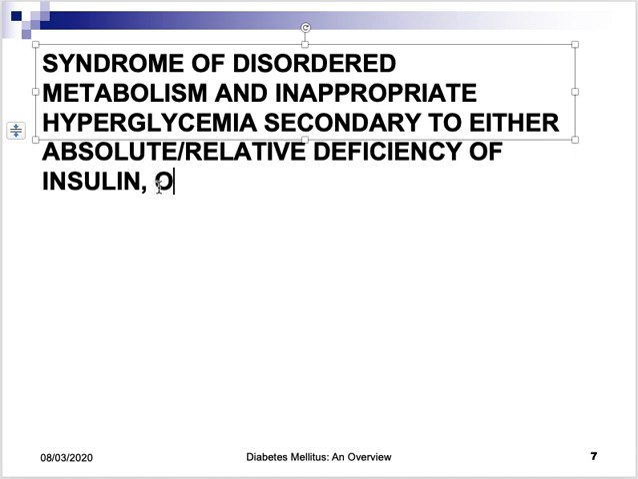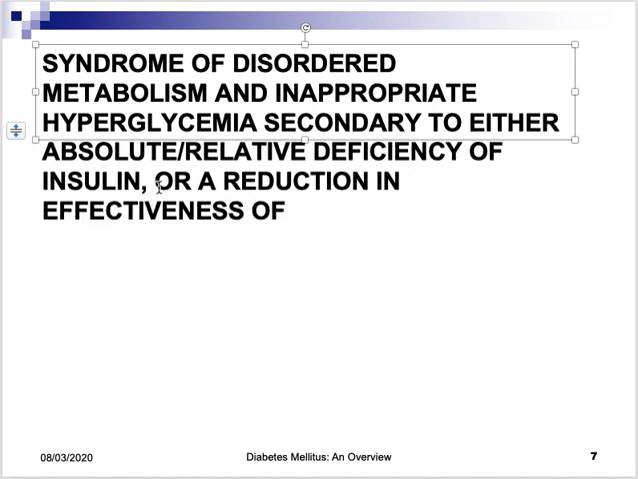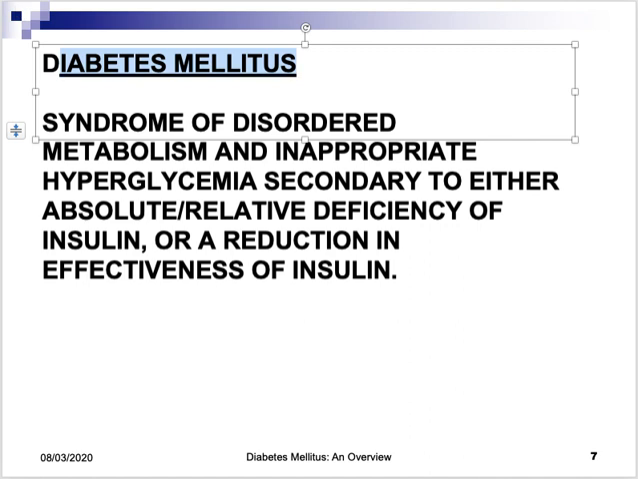So you can add one more line: or a reduction in effectiveness of insulin. Okay, so this is the complete definition if I were to define diabetes mellitus. Why is this a complete definition, covering both type 1 and type 2? Because it includes both scenarios, or three scenarios: type 1, type 2, and also type 2. So anyhow, let's move forward.